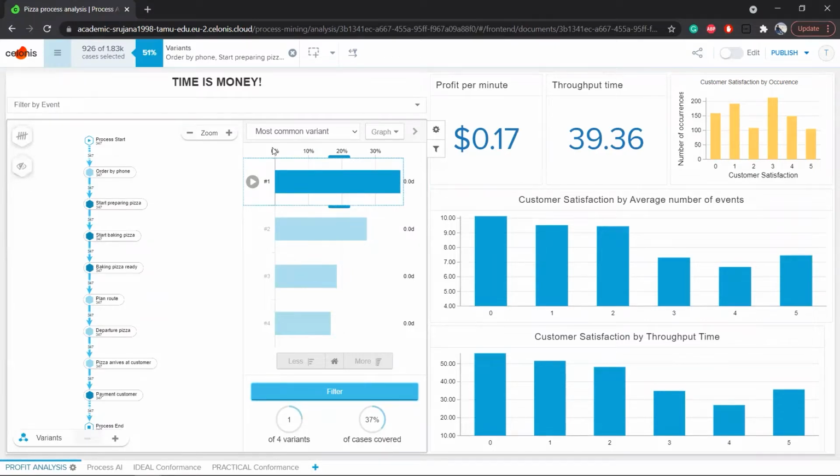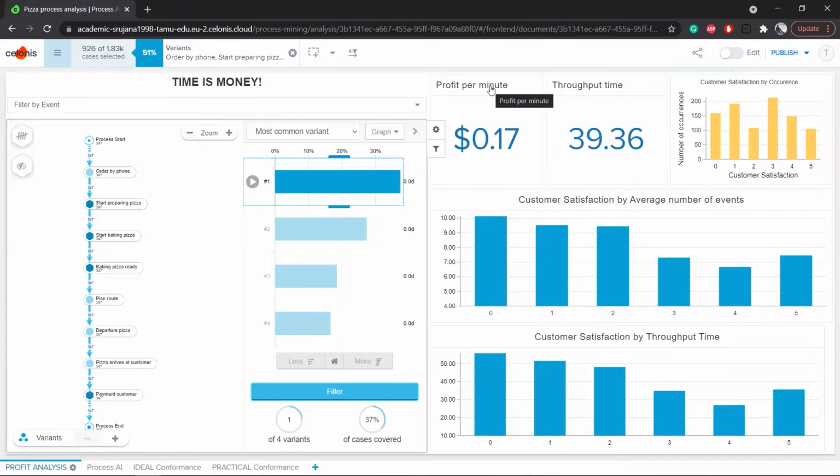Okay, so the next thing is, what does profit per minute mean? Profit per minute is the total profit divided by the total throughput time. So for every minute spent on the pizza process, how much profit do you make? Which means if you reduce the minutes, you can definitely make more profit.